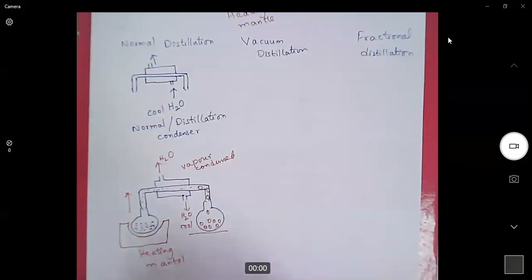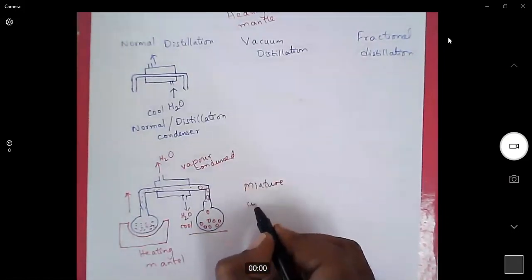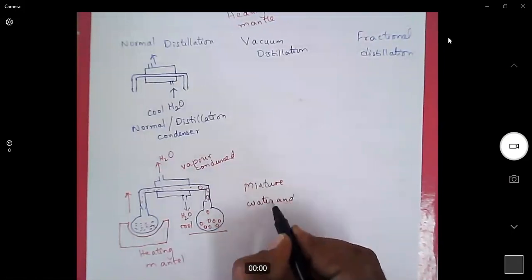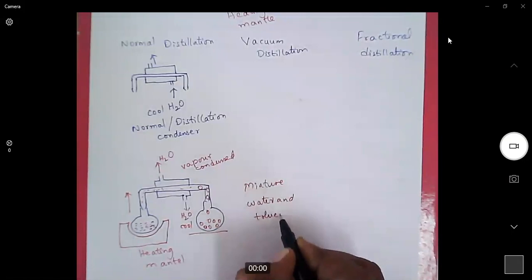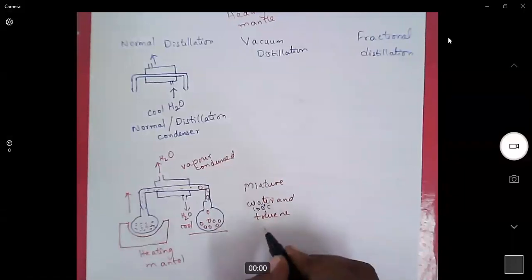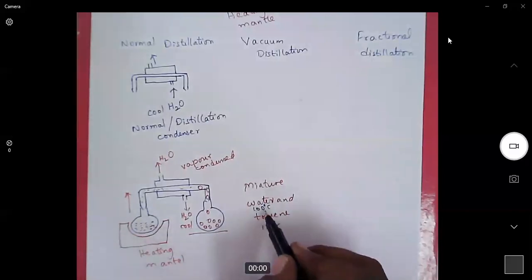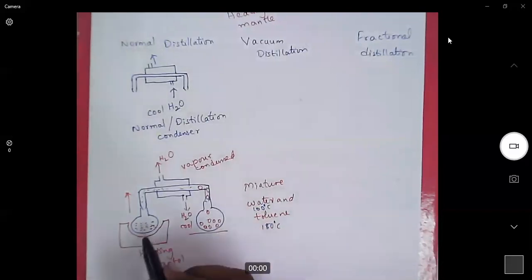Now, why are mixtures of solvents purified here? In a mixture, for example, there are two different liquids, such as water and toluene. The boiling point of water is 100 degrees centigrade. The boiling point of toluene is around 180 degrees centigrade. Now, when we heat this mixture, what happens? At 100 degrees centigrade, that means from around 90 degrees centigrade itself, water starts boiling.